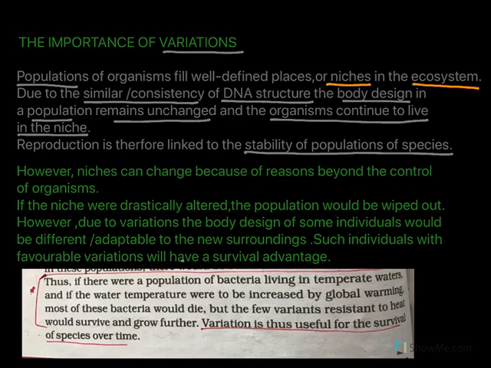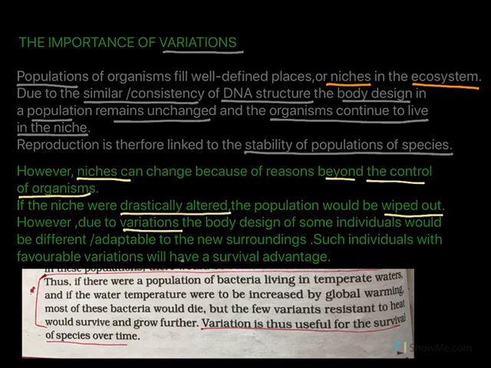Now what would happen if this niche changed or underwent a change? The niches can change because of reasons beyond the control of the organisms. The change in niches could be like the temperature of the earth going up, or the water level in that area increasing, or a meteorite hit. So there was a change in the niche. If the niche were drastically altered, the population would be wiped out.